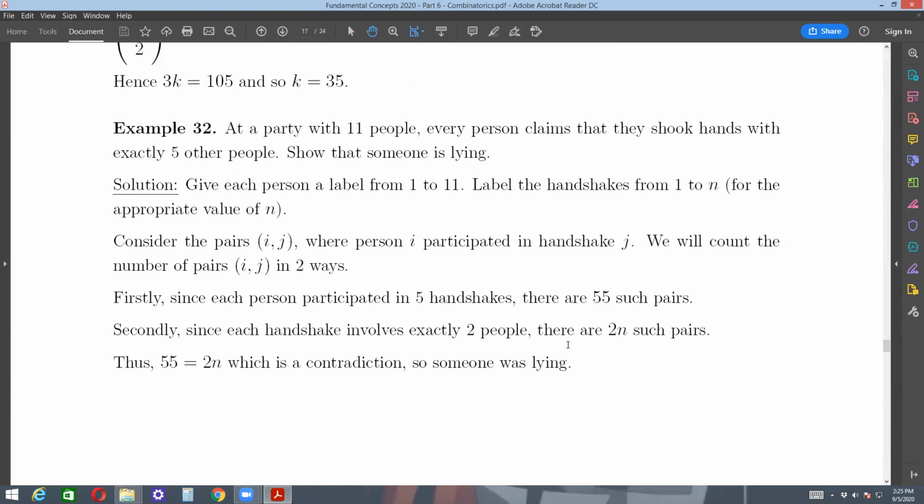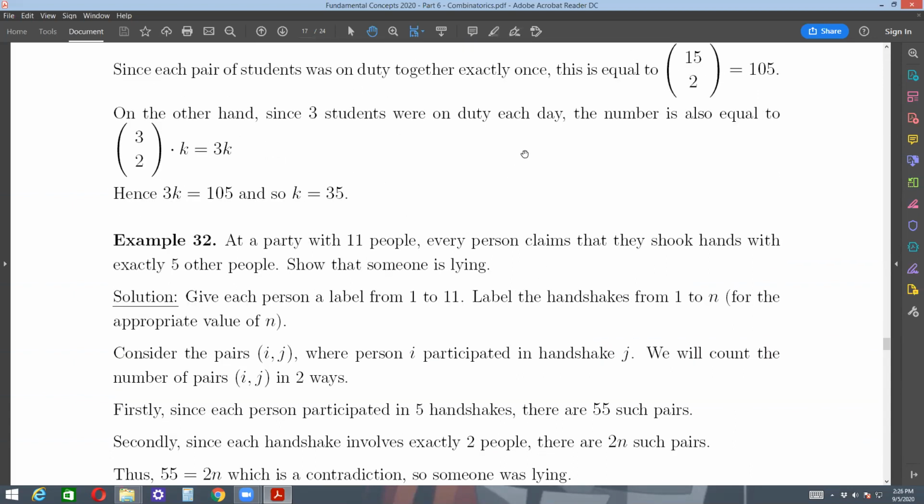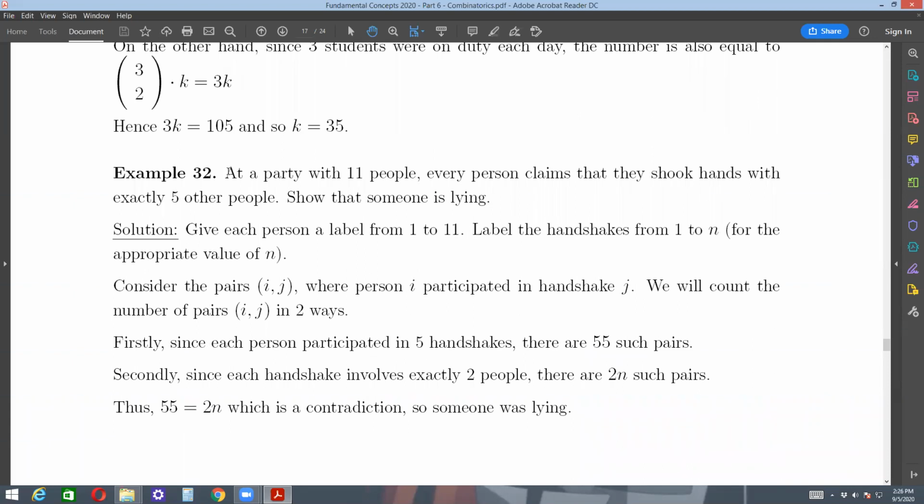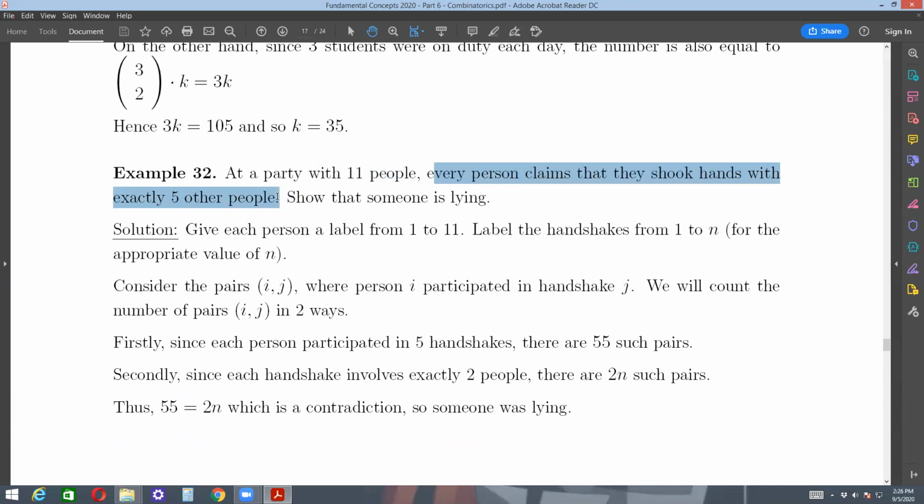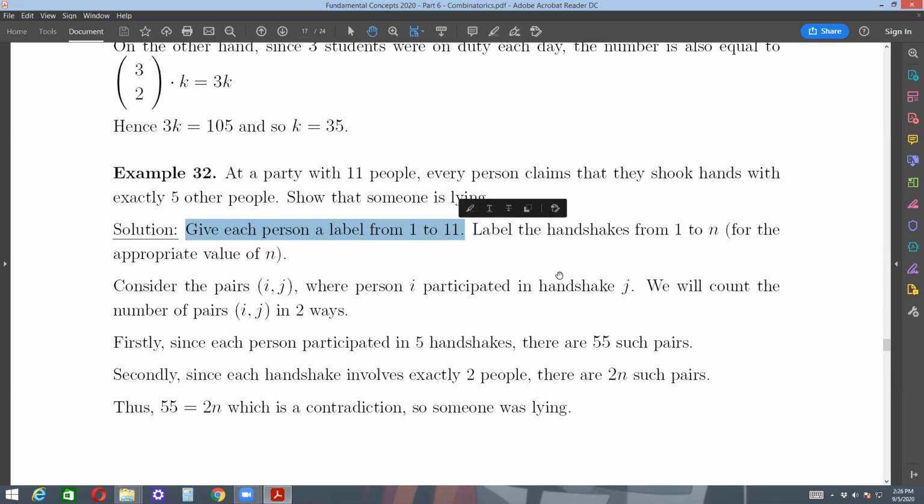All right, second example. Usually double counting is a lot more complicated than this; this is a simple example. At a party with 11 people, every person claims that they shook hands with exactly 5 other people. Show that someone is lying. We're going to give each person a label from 1 to 11, and label the handshakes from 1 to n for some value of n. Suppose there are n handshakes.